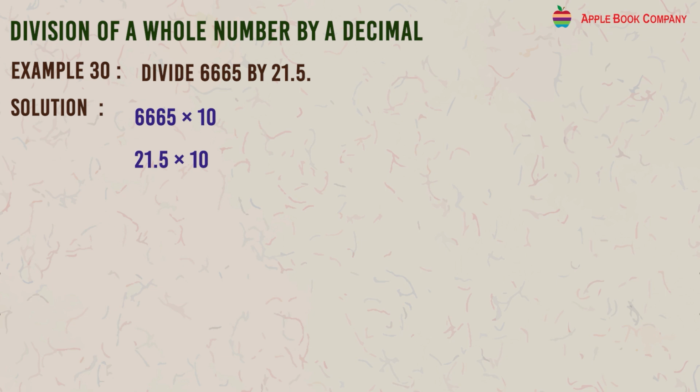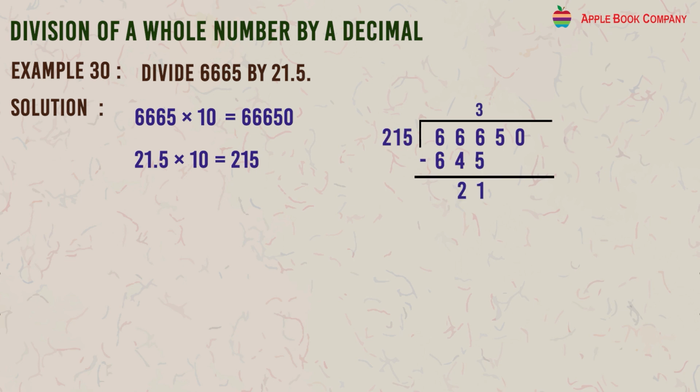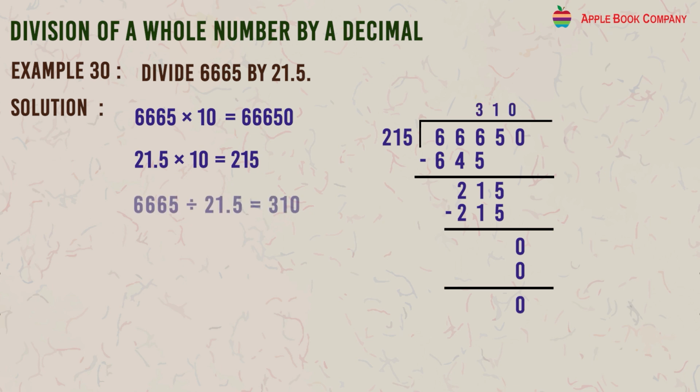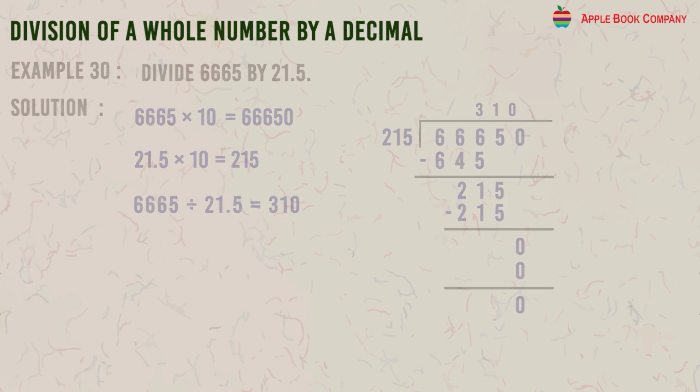So 6665 into 10 is equal to 66650. 21.5 into 10 becomes 215. Now we have 66650 divided by 215. Shall we divide, children? 215 3s are 645. 21 left out, bring down 5. 215 1s are 215, bring down 0. So therefore, the quotient is 310 and the remainder is 0. So 6665 divided by 21.5 is equal to 310.